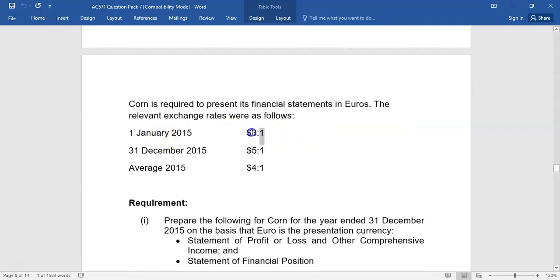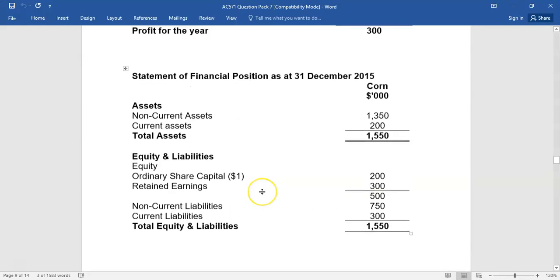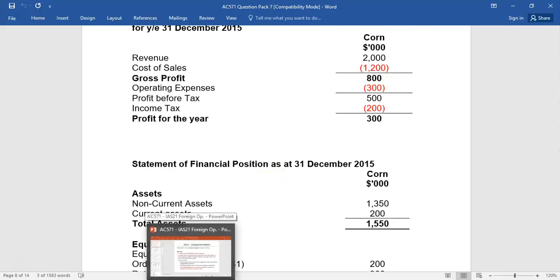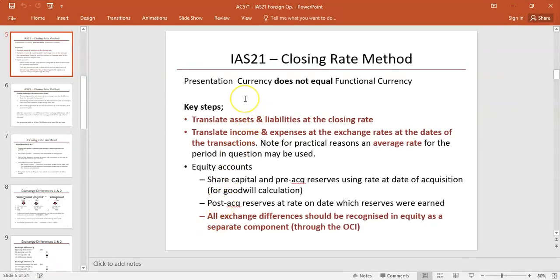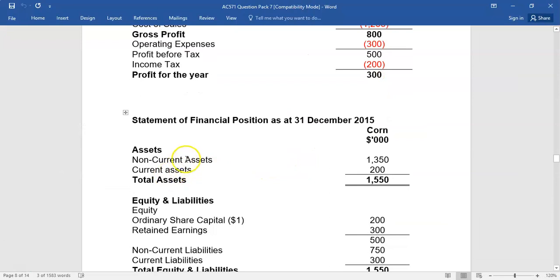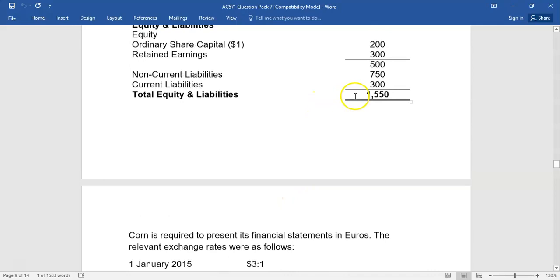And then you're given the exchange rate at the start of the year, the end of the year, and the average for the year. And we're asked to prepare the following for Corn on the basis that euros is the presentation currency. So we need to translate from dollars to euros, because we might be using that as a subsidiary for another euro-based group accounts. So again, go back and look at the rules for IAS 21 in your slides. The closing rate method means you translate all assets and liabilities at the closing rate. So for example here, all the assets and liabilities are going to be translated at 5:1, so you're going to divide all of them by 5.